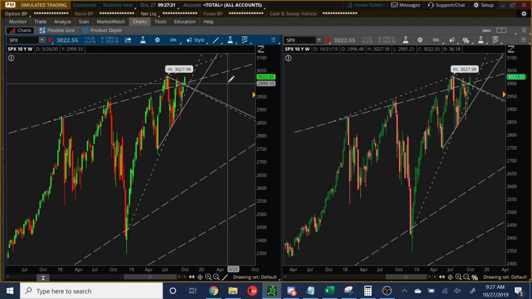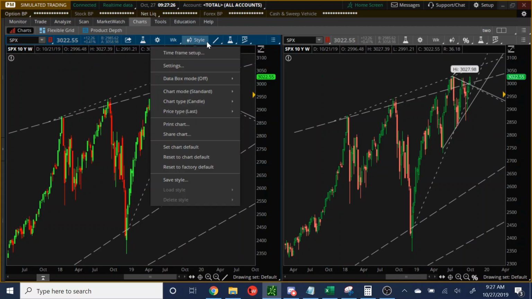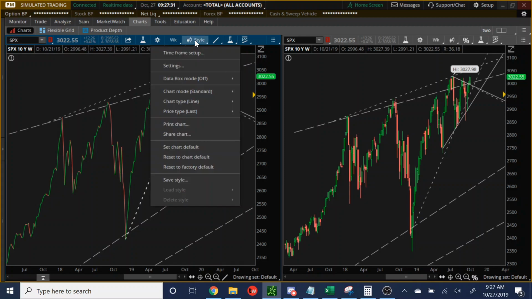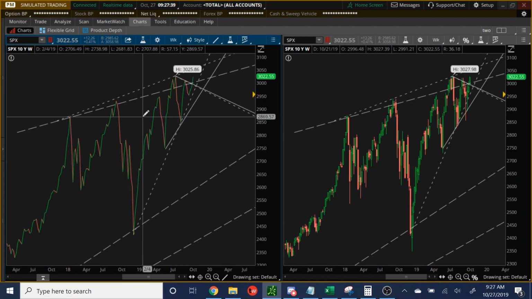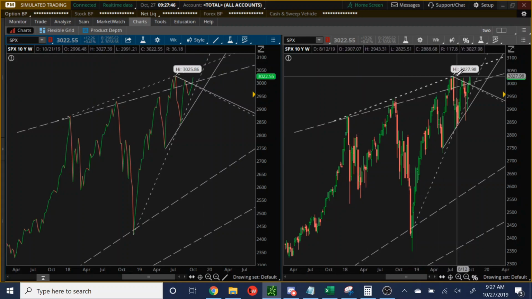So the first step to drawing these trend lines is to change your chart to a line chart. All right, you can do that here on TOS, the style, chart type, and line. And so what this does is each pivot on the line chart is actually the close of the candles on the candle chart. It's not the tops of the wicks, it's actually the closes. The highest close is what that pivot is.